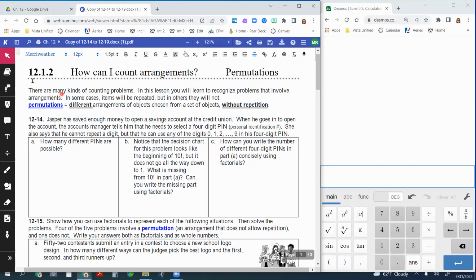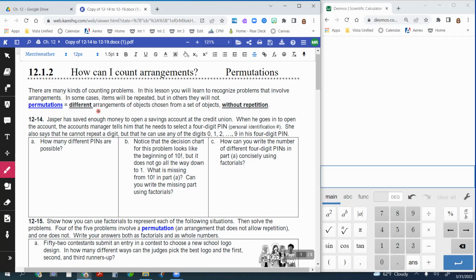So there are many kinds of counting problems. In this lesson, you will learn to recognize problems that involve arrangements. In some cases, items will be repeated, but in others, they will not. Permutations equal different arrangements of objects chosen from a set of objects without repetition. So different arrangements without repetition.